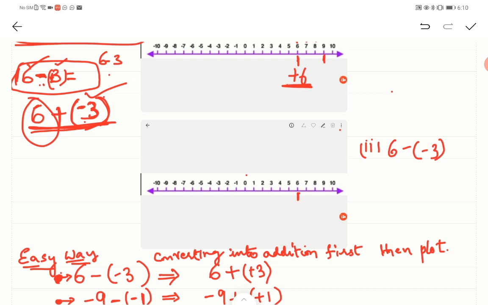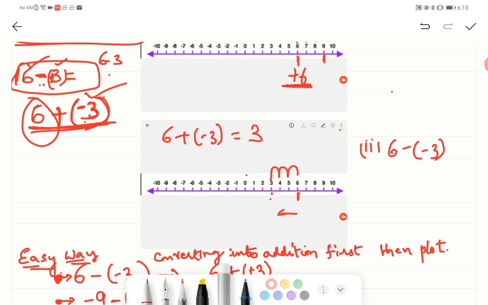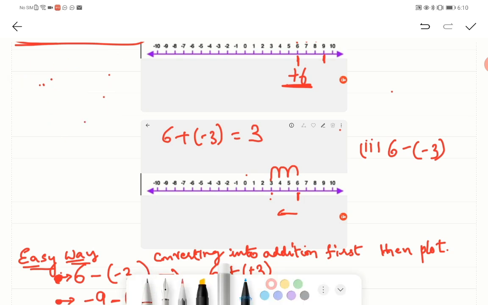So minus 3 means you need to move backward. How many steps? 3 steps. 1, 2 and 3. So your answer is 3. Okay, so 6 plus minus 3 is nothing but your answer is 3. You can check out with the normal calculation also. Okay, let's take one more example and let's plot that on the number line.